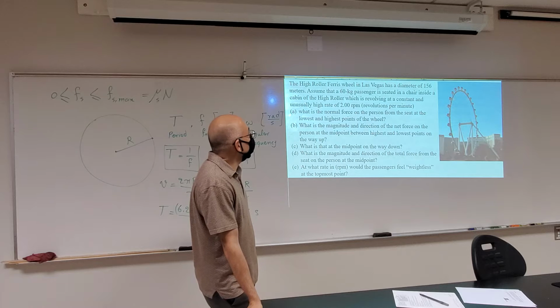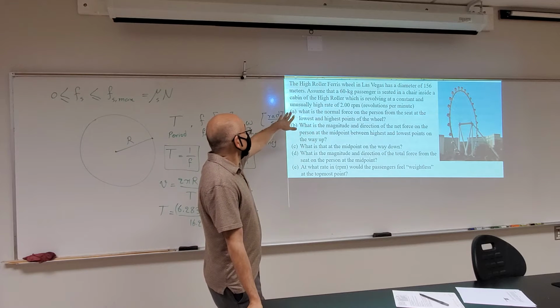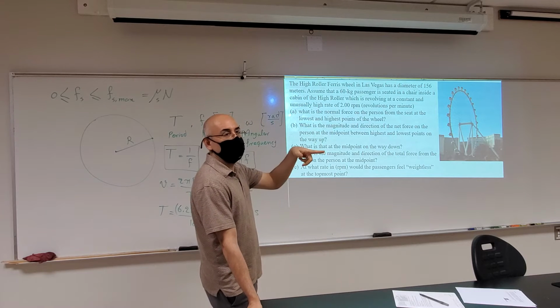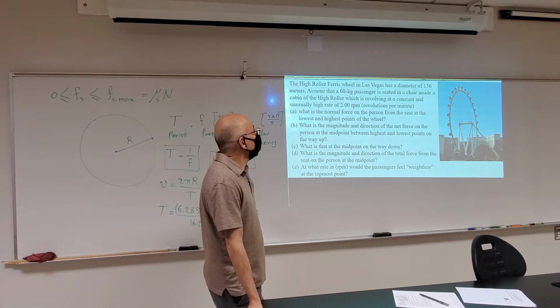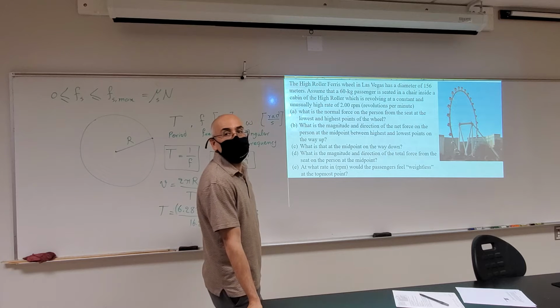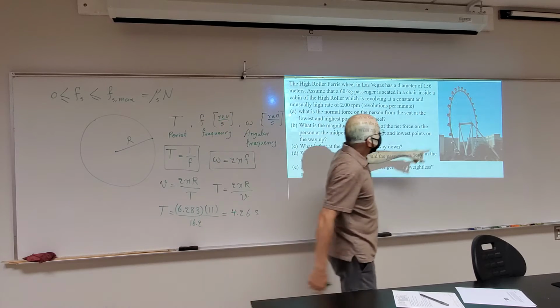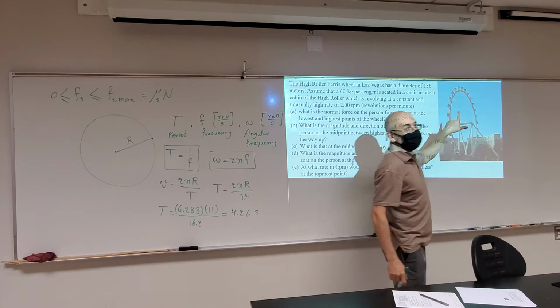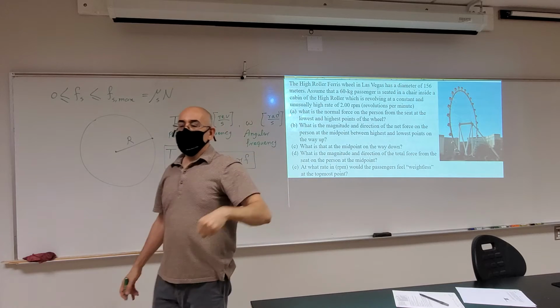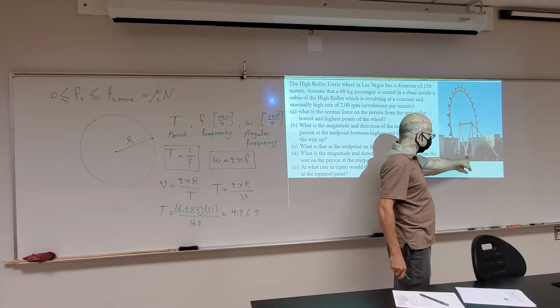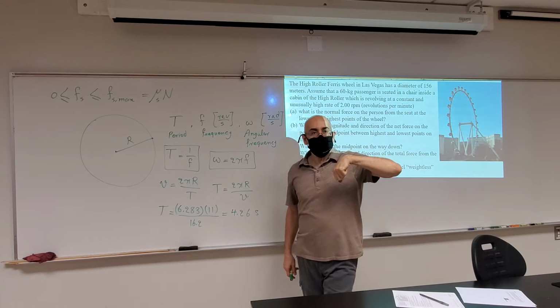which is revolving at a constant and unusually high rate of 2 RPM. It's 2 revolutions per minute. It's in fact a lot less than that. What is the normal force on the person from the seat at the lowest and highest points of the wheel? When the person is here and it's rotating like that, what is the normal force on the person? And when the person is here, what is the normal force?